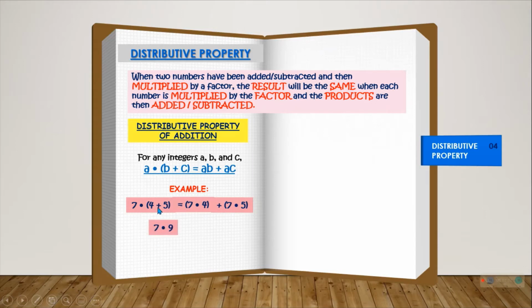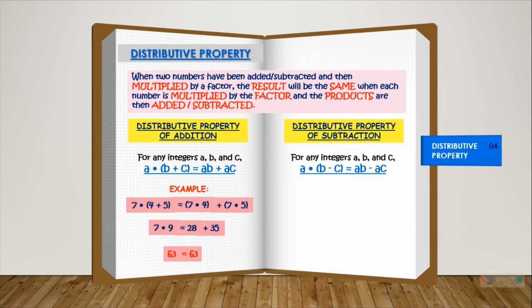So, 7 times the quantity 4 plus 5, which is 9, is equal to 7 times 4, which is 28, plus 7 times 5, which is 35. 7 times 9 is 63. 28 plus 35 is also 63. So, even though we did it that way, they are still the same answer.